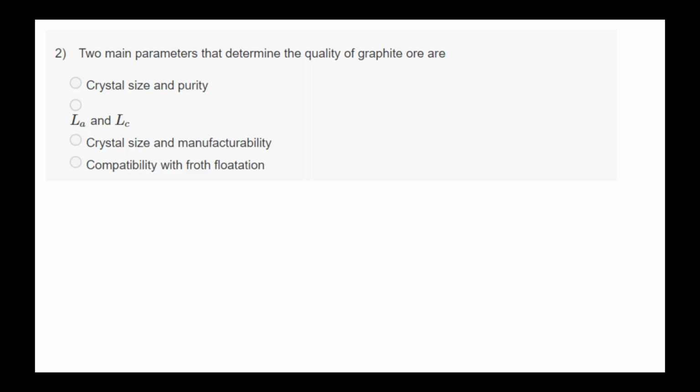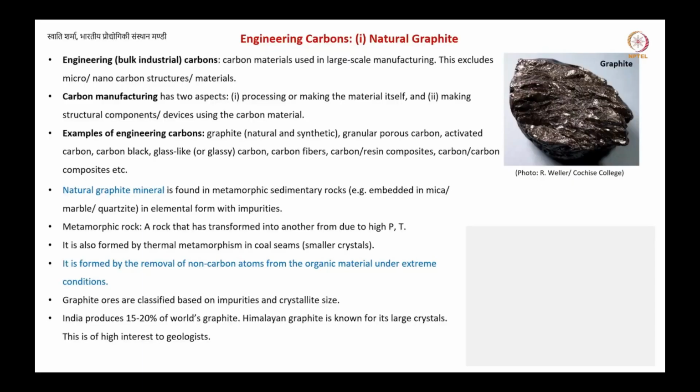La and Lc will define the crystal size eventually, and that will tell us the layer spacing and how much graphite there is. These are the length values along the a axis, the basal plane, and the c axis of a crystal, Lc. So one is saying crystal size and purity also, La and Lc, right? Yes, sir.